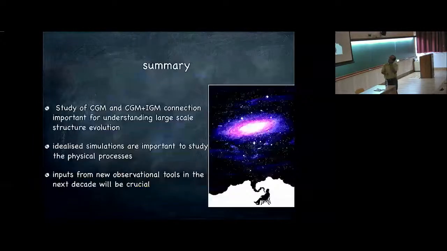So I'll stop here, and say that the study of diffuse matter is important to understand large-scale structure evolution. In addition to cosmological box simulations, I think it is also important to idealize small-scale evolution, where you can do controlled experiments. And of course, I'm sure there will be inputs from new observational tools, which will help. Thank you.